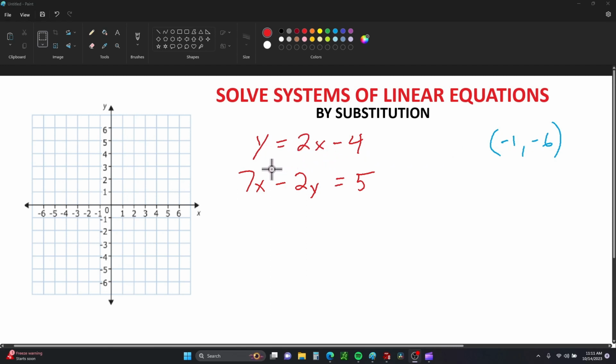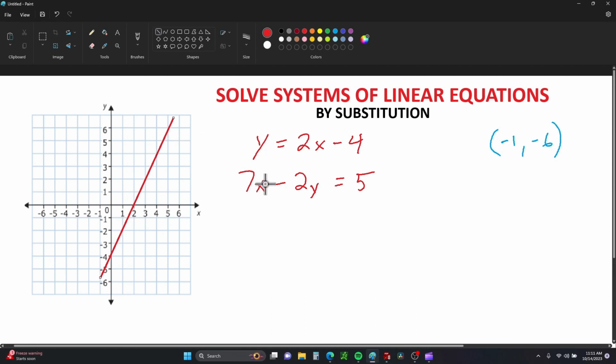Although it's not a required step since we already have the solution, I am going to graph the two lines to show what they look like. So I'll just do that really fast here. My y-intercept for the first line is minus 4. Then I go up 2 over 1, up 2 over 1. That looks pretty good.